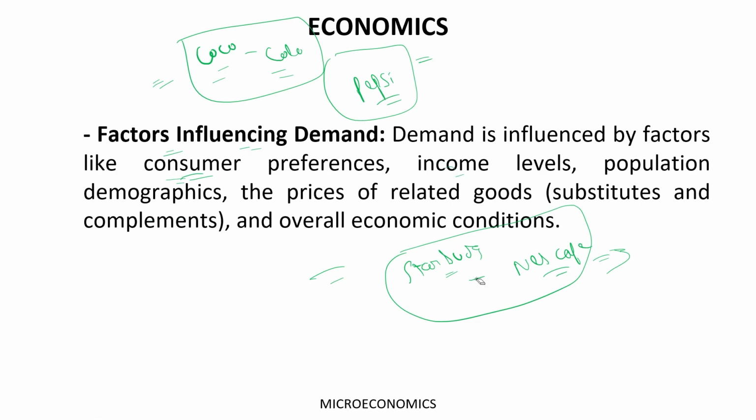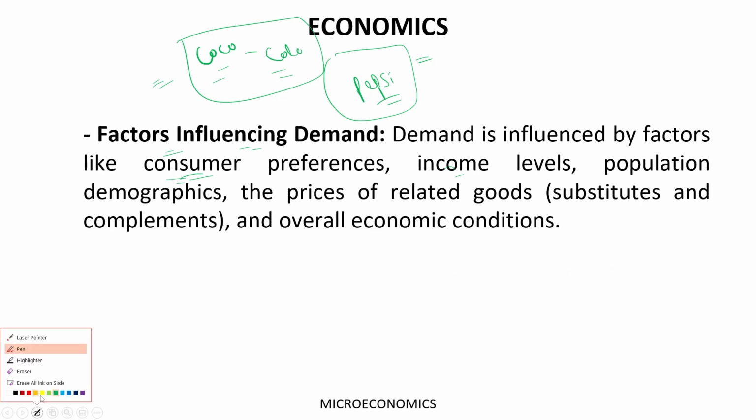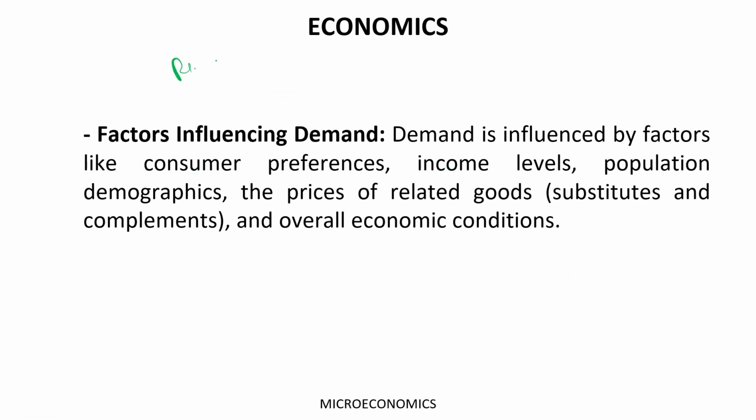Second is income levels. Okay. So in income levels, now you can understand, if you have an income of rupees 100, you can buy 4 items: 25, 25, 25 and 25. Okay. But if your income level decreases, then you can buy only 2 items. Like now your income is rupees 50, then only 2 items at 25 could be bought by you. Okay. So that's how the income level affects.